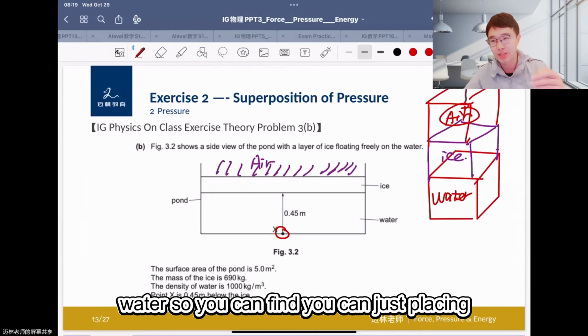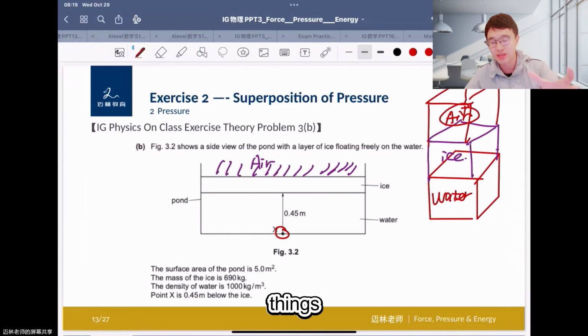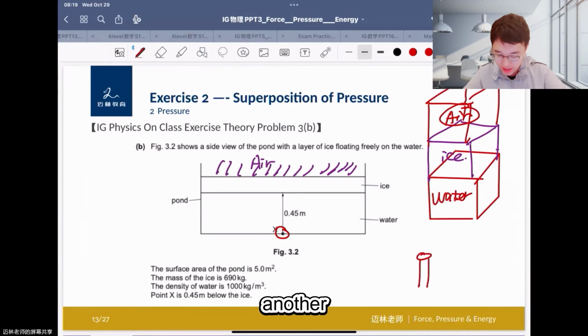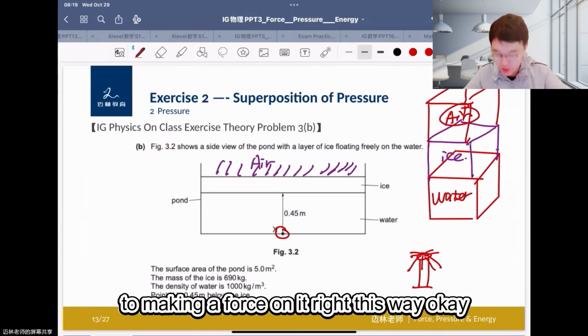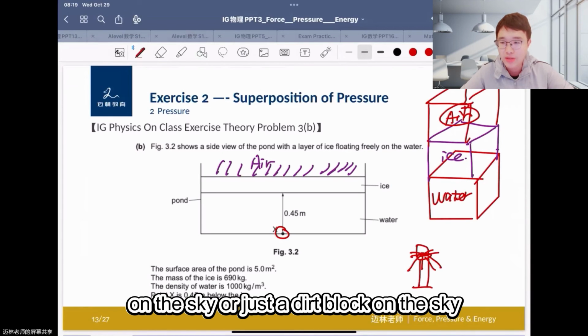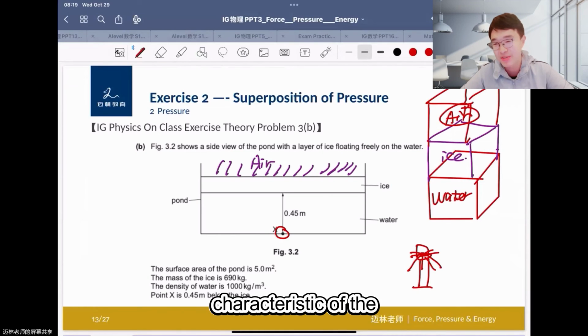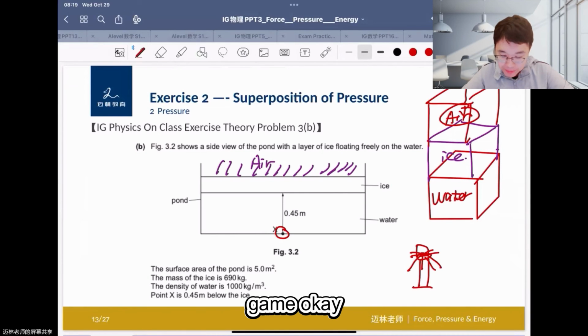So you can just place ice, place water, with no need for another force on it, right? This way, there can be a water block in the sky, or just a dirt block in the sky, right? So that is a very interesting characteristic of the game, okay?